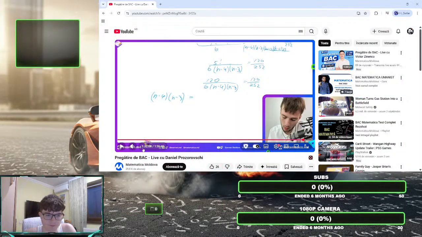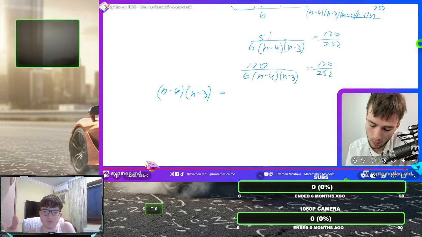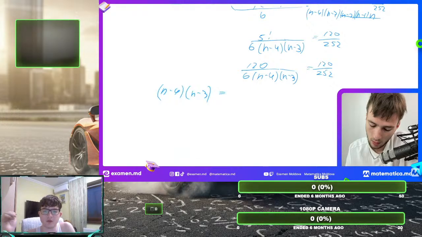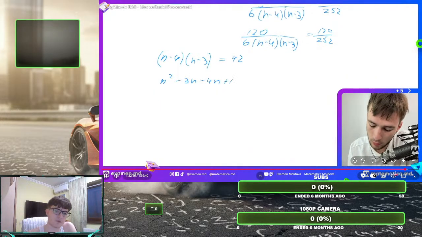I know what it is. This is how it's done. This is where the 42 came from. Basically 120 on top, 120 on top, you just ignore it, so you work with the part below, and so you're gonna have this equal 252 divided by 6, which is 42. So that's where it comes from.